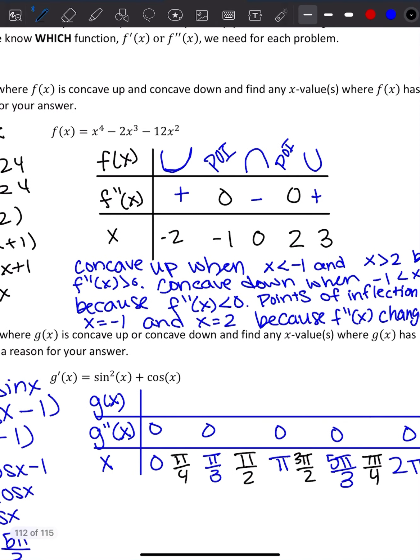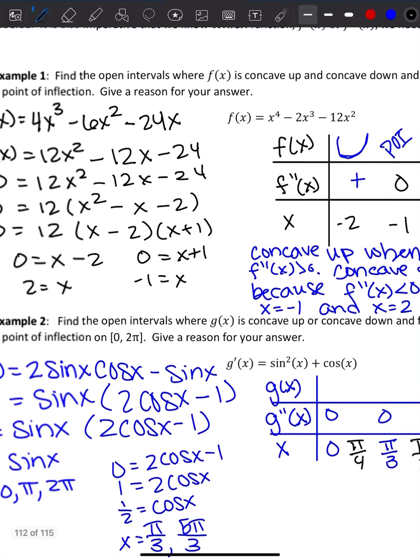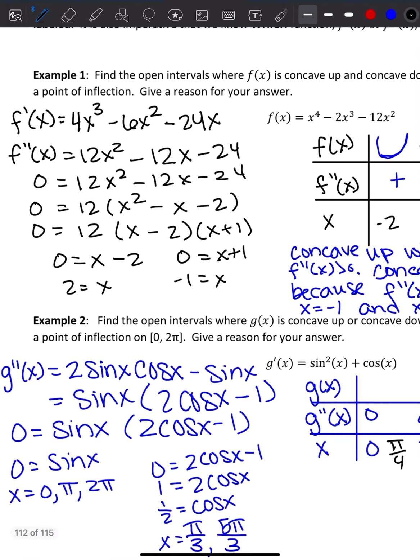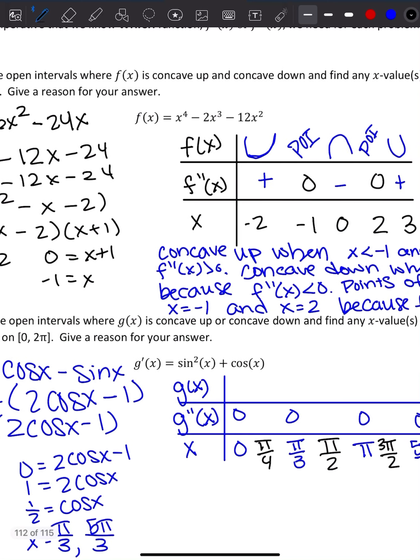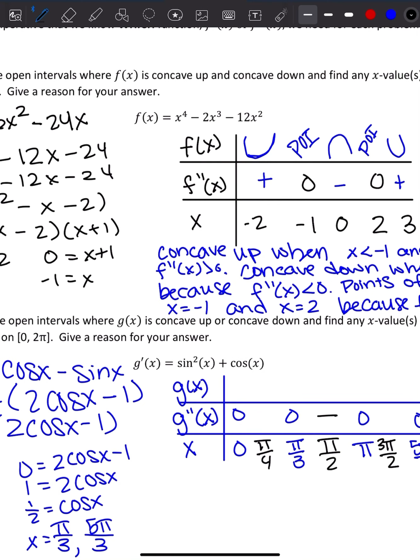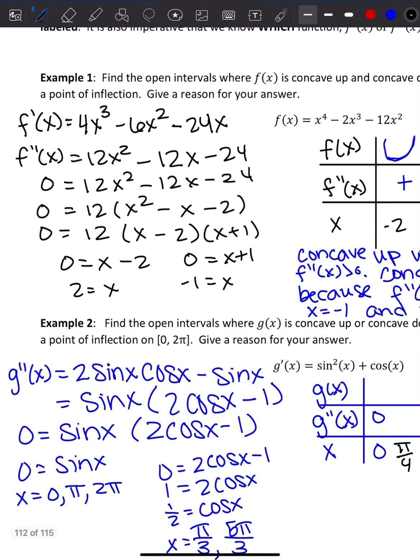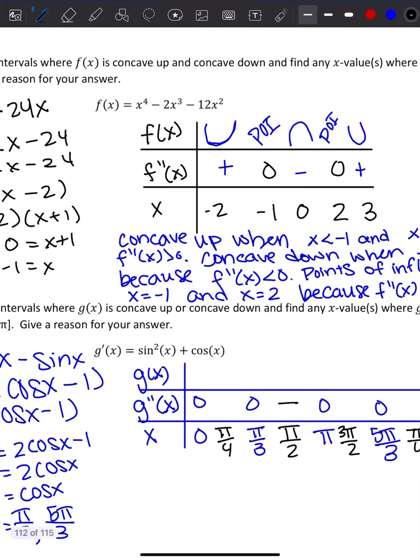Okay, I'm going to do pi over 2 and 3 pi over 2 first because they're a little bit easier. So when we're at pi over 2, sine is 1, cosine is 0. So we have 1 times 0 minus 1. 0 minus 1 is negative 1, so 1 times negative 1 gives us a negative. 3 pi over 2, we have sine of 3 pi over 2, which is negative 1. Cosine of 3 pi over 2 is 0. 0 minus 1 is negative 1. Negative 1 times negative 1 gives us a positive 1.